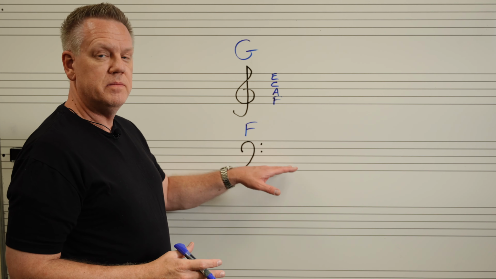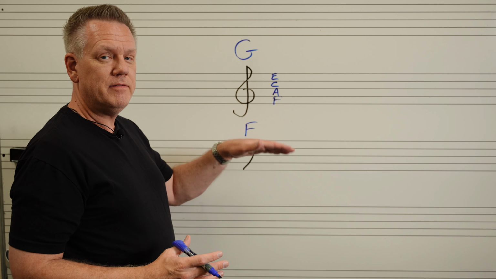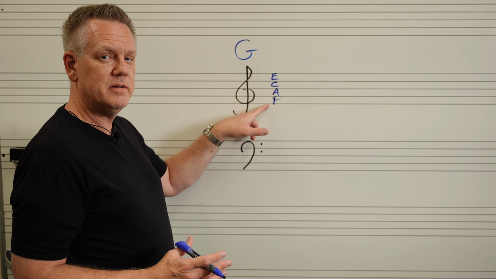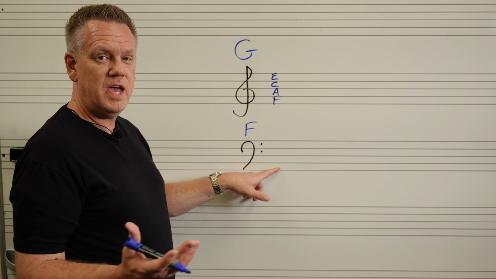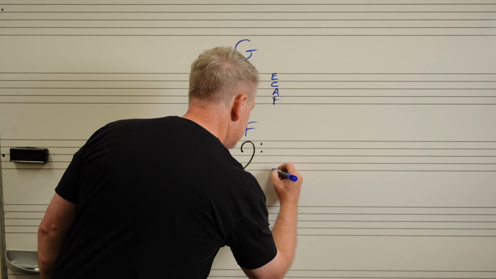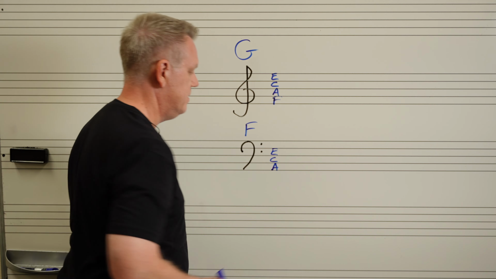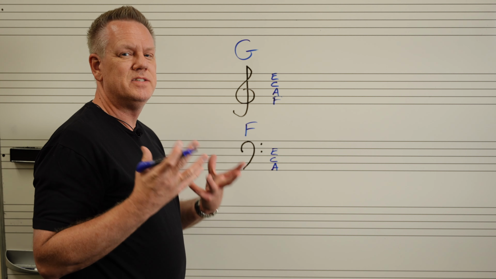Now if we go down to the bass clef, all we have to do is take off the bottom space up here, and we start with A. So we're going to have A, C, E, A, C, E, and the top space is G.